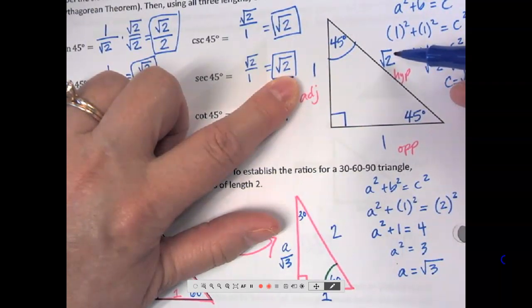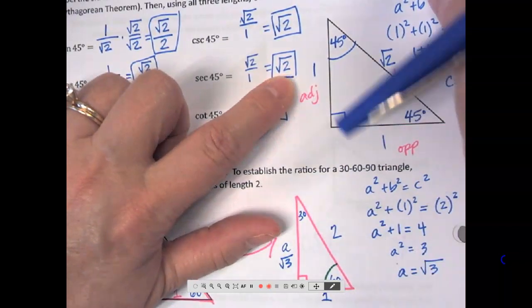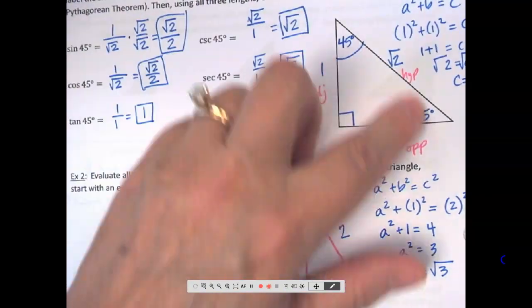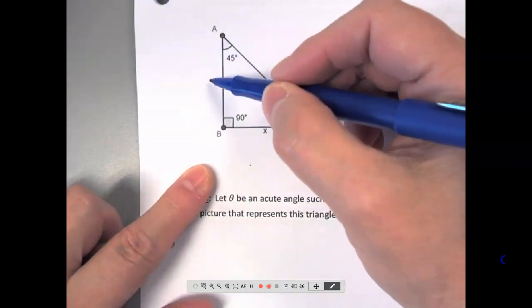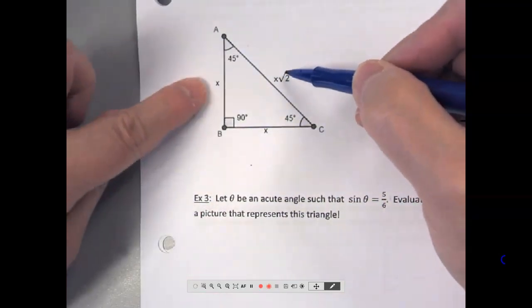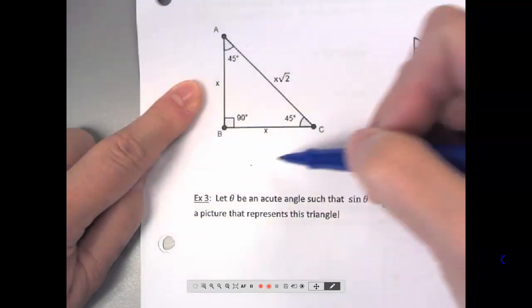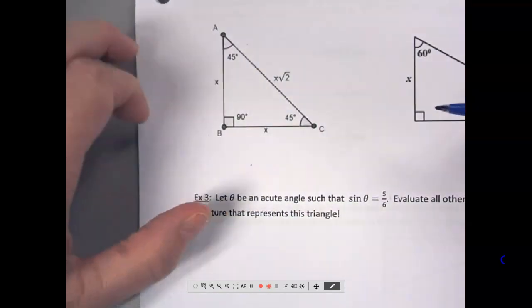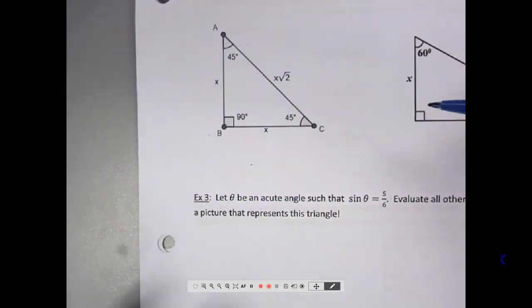4 square root of 2. If this was 8, 8 square root of 2. Okay, so those are just the ratios of that similar triangle 45, 45, 90. That's what this represents. Whatever this leg is, this one is the same. And the hypotenuse is that leg times the square root of 2. Okay, so those are just the ratios that always hold true with those similar triangles, 45, 45, 90.